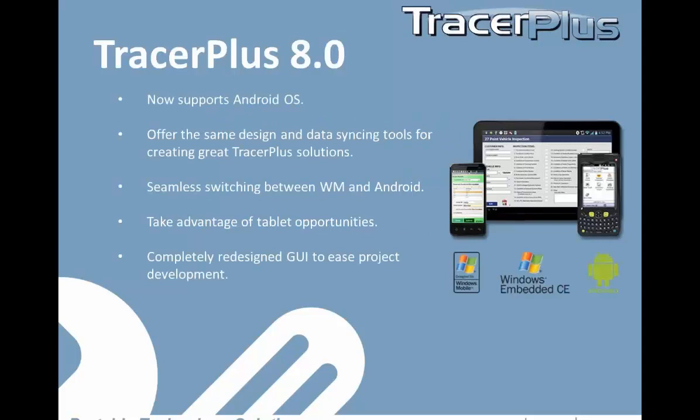So what's new in TracerPlus 8.0? Well, first off, TracerPlus now supports the Android operating system. So not only can you deploy to your existing Windows Mobile or Windows CE-based devices, you can now deploy to the Android operating system, anything with Android 2.2 and above. So you can take the same applications that you've deployed to Windows-based devices and now deploy them to Android. The only change there really is pushing out the Android client, the TracerPlus Android application, to your Android device and then just deploying that same project. And I'll go through a demonstration of how that works in just a little bit here.